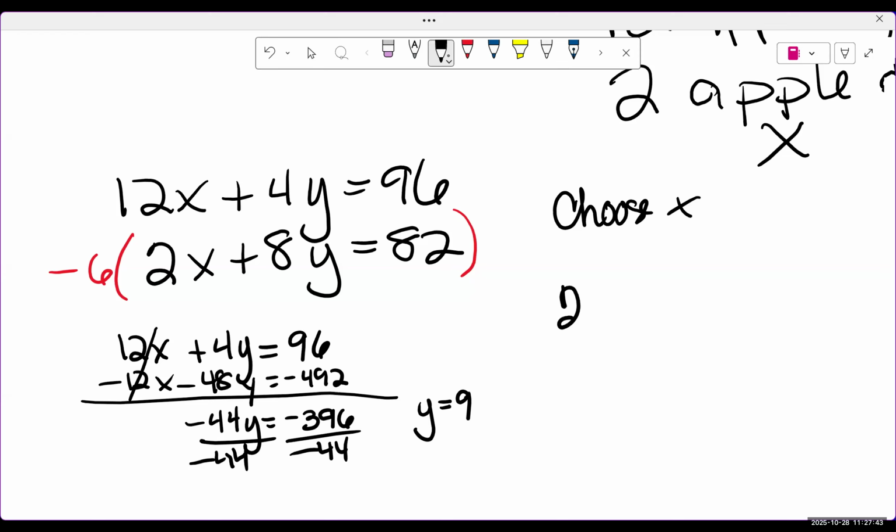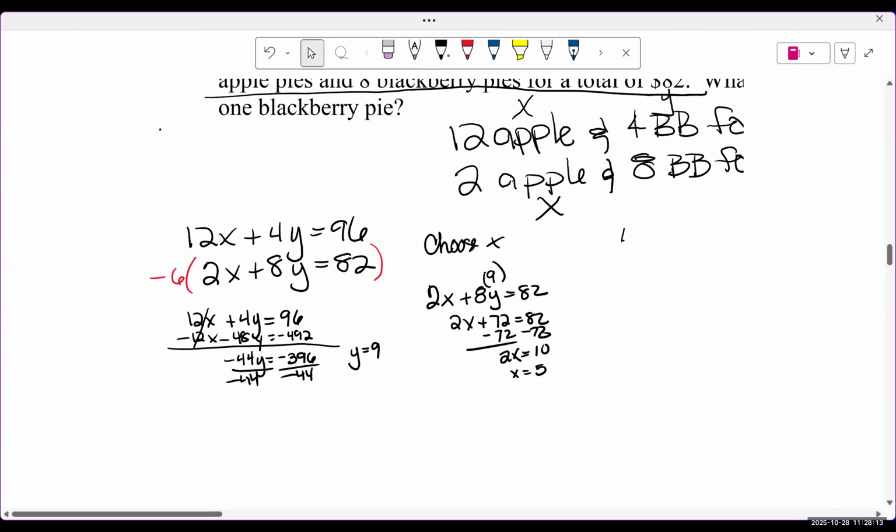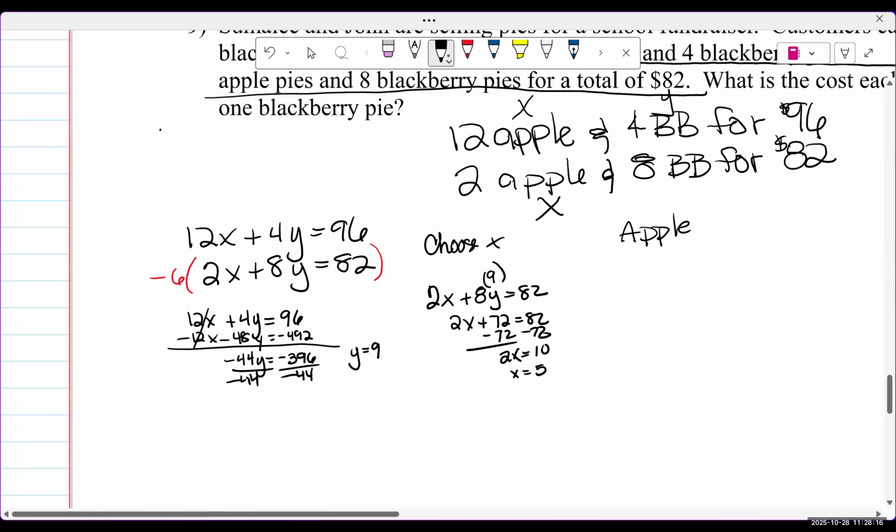So let's go back to the second equation. 2x plus 8y is equal to 82. If y is 9, 8 times 9 is 72. Subtract 72. 2x is equal to 10. X is equal to 5. So X's are the apple pies. The apple pies cost $5. The blackberry pies cost $9.